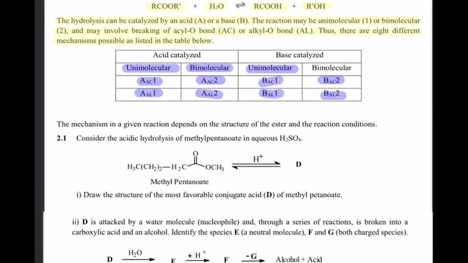The most common mechanism of all of these which has been observed is AAC2, or you will come across BAC2. These 2 mechanisms will cover almost 90% of ester hydrolysis. As far as our syllabus is concerned, these 2 are more than enough because NCERT has mentioned only these 2. But you must know that there are overall 8 possible mechanisms.